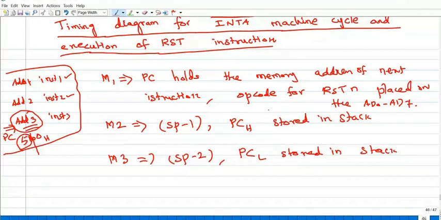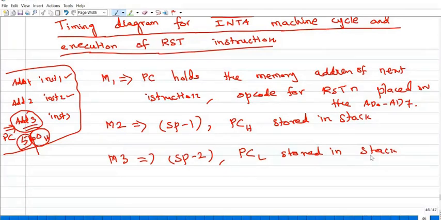So the 5-1, PCH1, correct? This 5-1 information is stored first in the stack. We know the stack operation already: whenever we store data, the stack pointer is decremented by 1, and then the higher order information is stored in the stack. Then the stack pointer is again decremented by 1, and the lower order address information must be stored in the stack memory. So these are the operations of the INTA machine cycle.